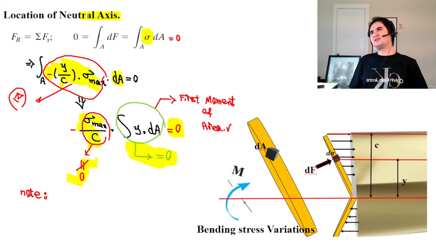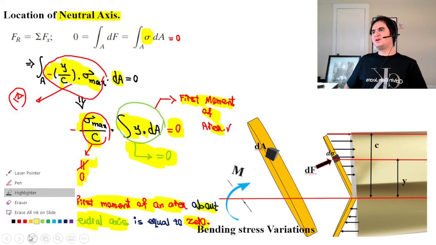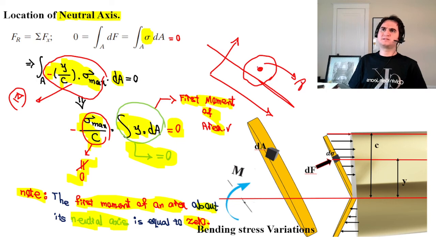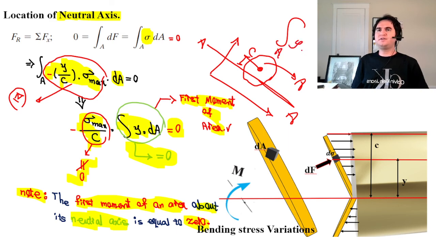Because we were looking for the neutral axis, it gives us an interesting fact. This is the first moment of an area, and it says the first moment of an area about its neutral axis is equal to zero. And why is that? If this is our axis and this is our area, and this is our centroid, this is our distance from the axis to the centroid. In that sense, integration over the area of y dA gives you the first moment of the area.